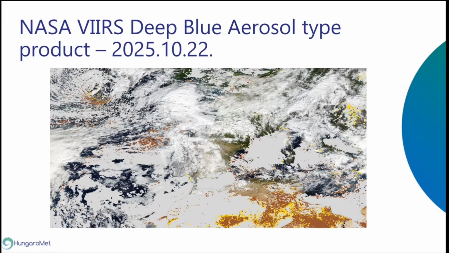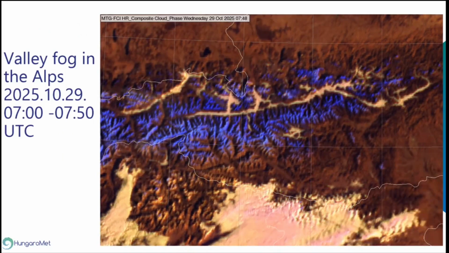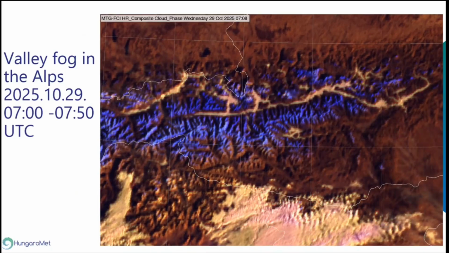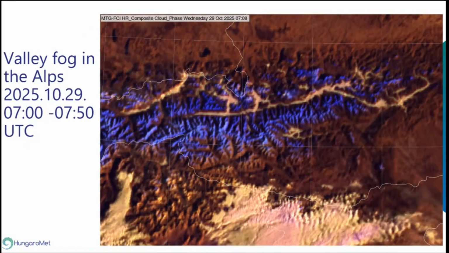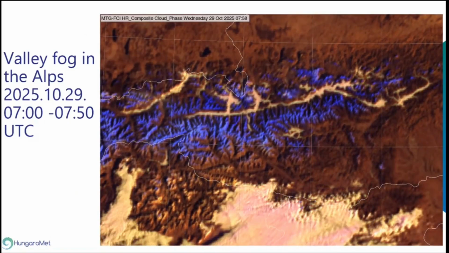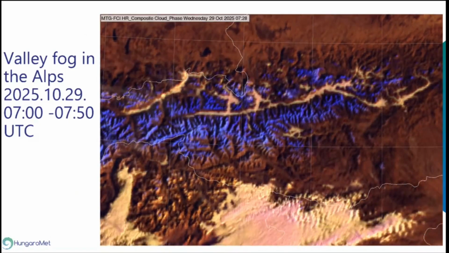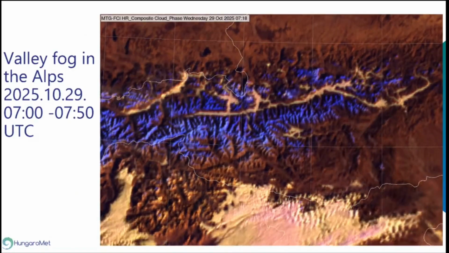But that was one very interesting thing during October. And also, if we think about October, we could see in a couple of days during the second part of October that the Alps started to be covered by snow. And also, yesterday morning, we could see very nice valley fog in the Alps.